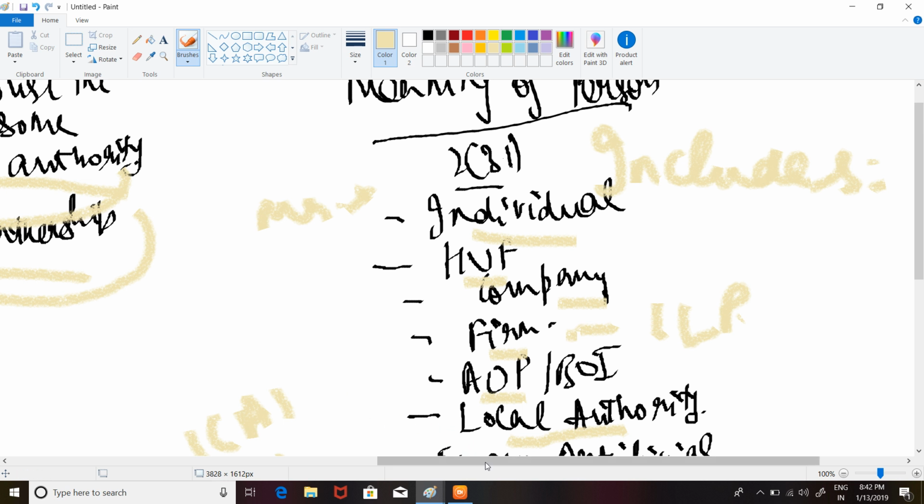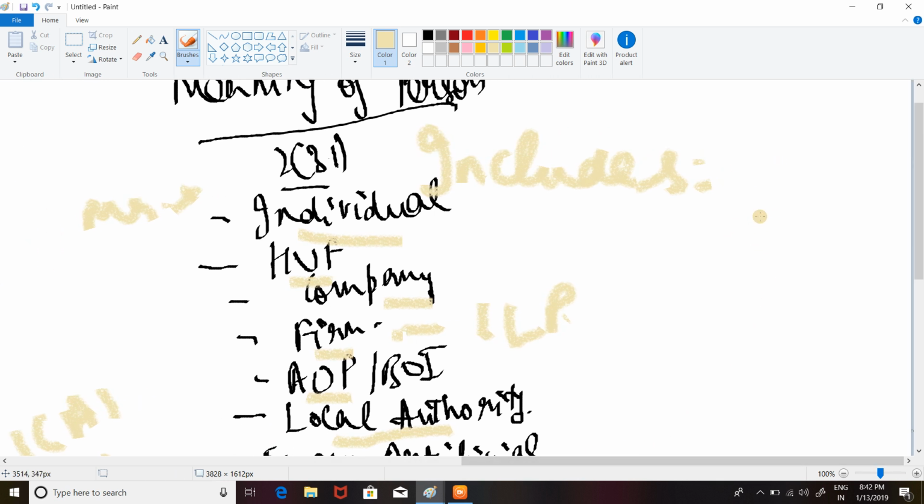Now, BOI and AOP. What are these? That is body of individuals and association of persons. Body of individuals means a group of individuals which is neither a company nor a partnership firm. If it is registered under some other act, it will be called an incorporated BOI, for example, a cooperative society or trust. If such a group includes persons other than individuals, it will also be called an AOP.